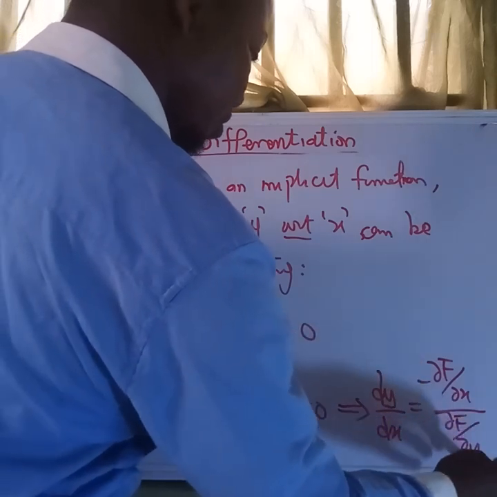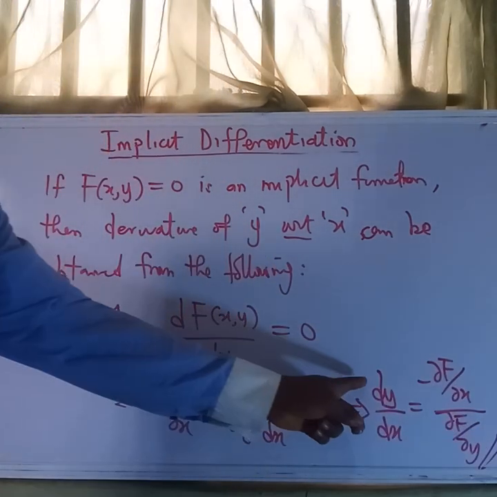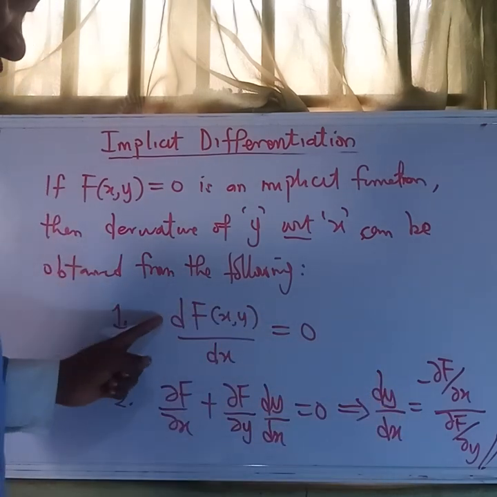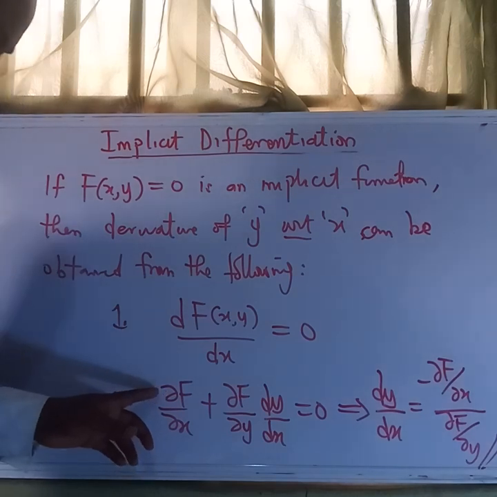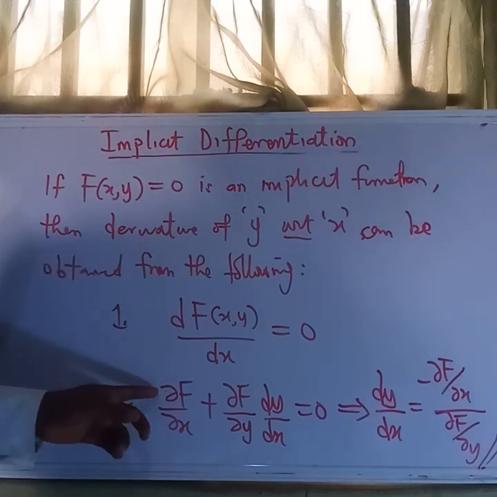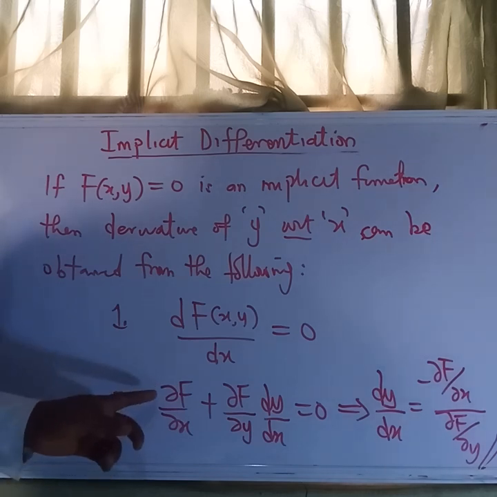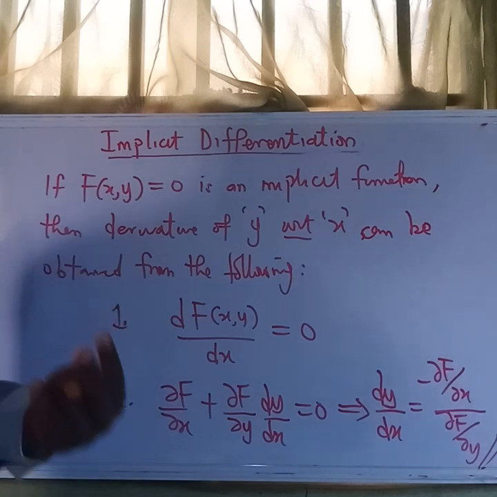Okay, so this is what this will give us. The dy/dx will give us the first form is this, and the second form is this. The symbol ∂, this symbol is called "del", and it means partial. We normally use it in mathematics, in calculus, when we are dealing with functions of two variables.